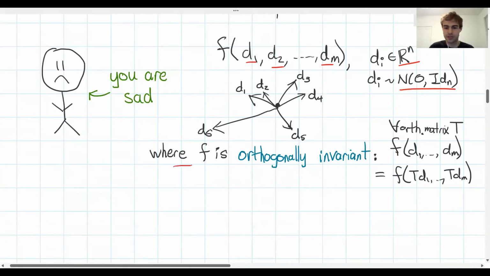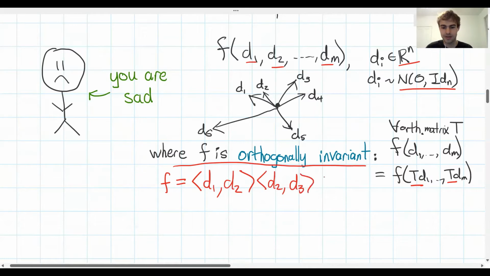And furthermore, this function f is constrained to be orthogonally invariant. What that means is that for every orthogonal matrix T, if T is simultaneously applied to the vectors d1 through dm, then the result of f does not change. What is an example of such an orthogonally invariant function? One example is measuring the angles between the vectors. One could also measure the inner products, so d1, d2. And if you multiply several of these things together, that's still going to be orthogonally invariant. We'll call such functions inner product functions.